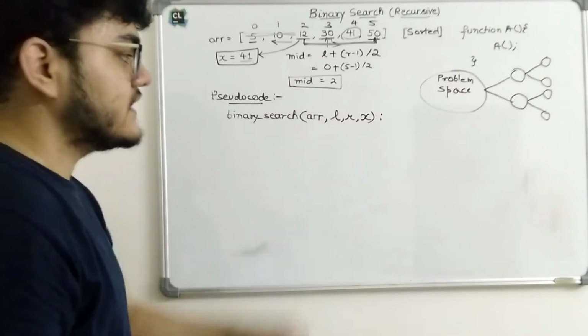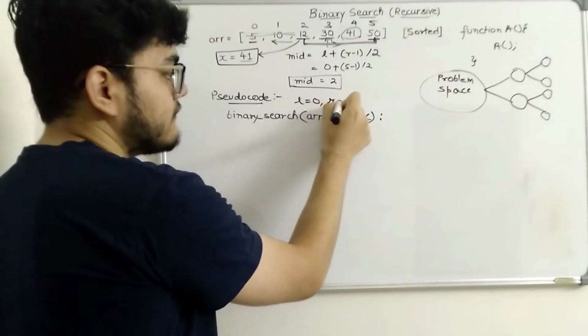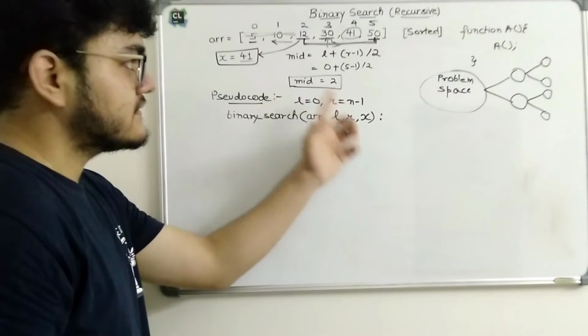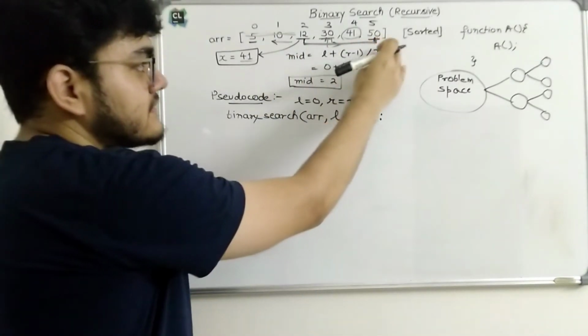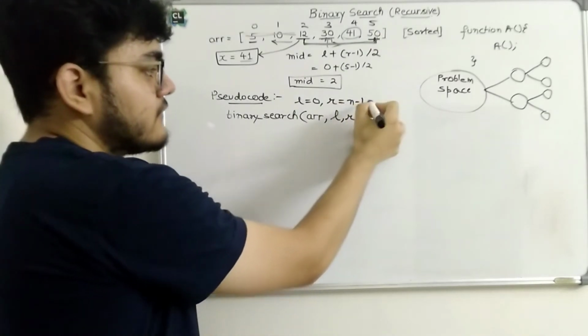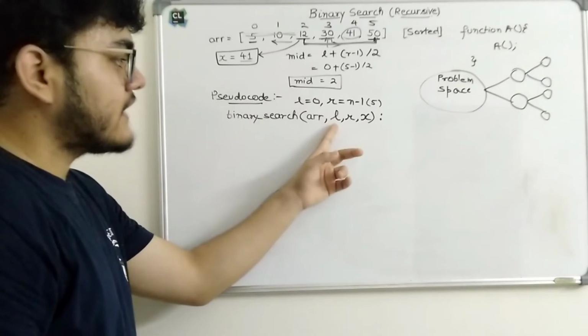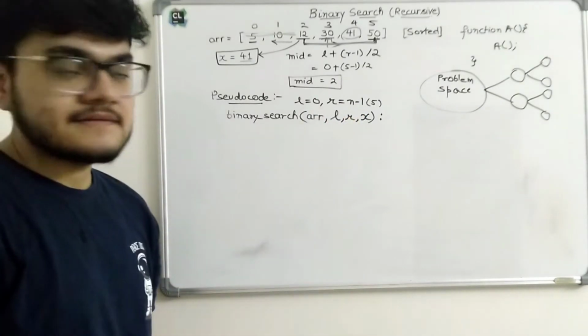We can see initially the value of L is equal to 0 and the value of R is equal to n minus 1, where n is the number of elements inside this array. You can see there are 6 elements inside the array, so the value of R will be equal to 5. So we supply L equals 0 and R equals 5 in the first case.